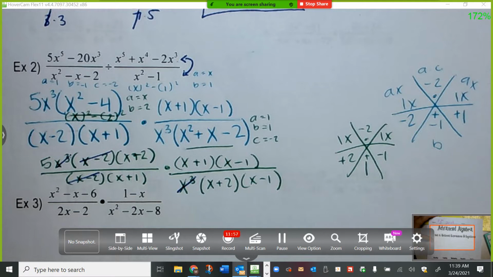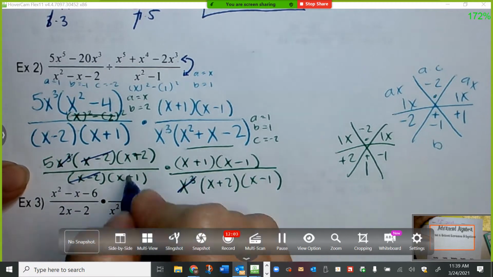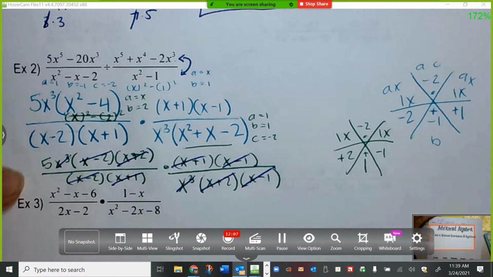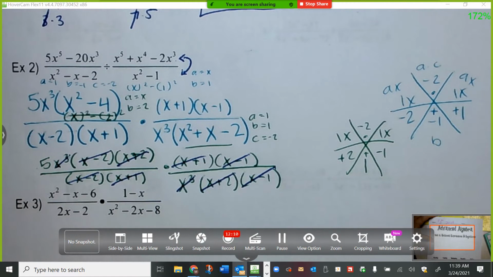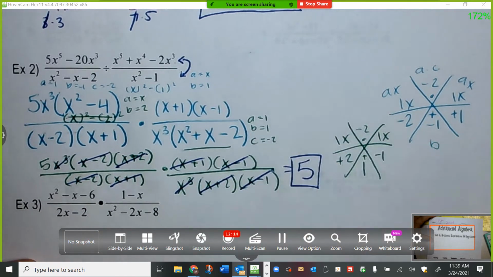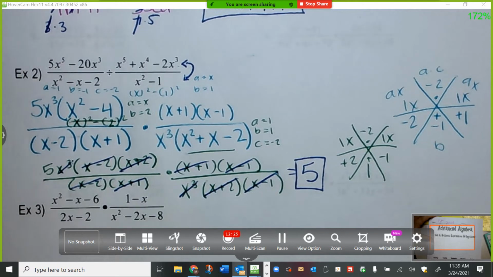One. So, yes, I say they cancel, but technically they all turn into one, and this becomes 5 times 1 times 1 times 1 times 1. Well, what's 5 times 1 times 1 times 1 times 1? 5. So we say cancel, but technically it turns into a times 1, which doesn't change anything. Okay? Did you really think that big old mess was just going to end up equaling 5? I didn't. Okay? But it does.